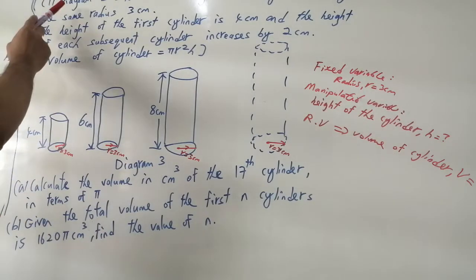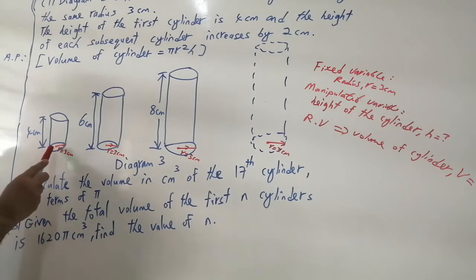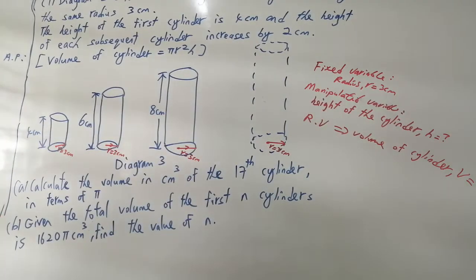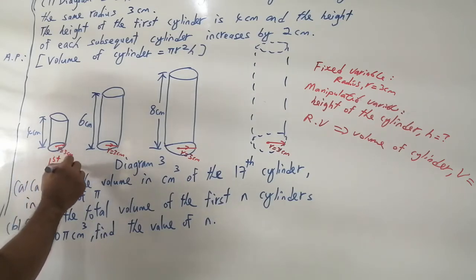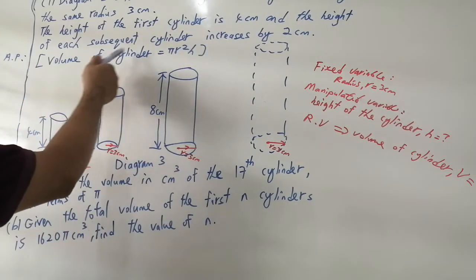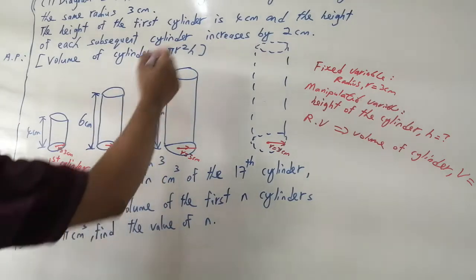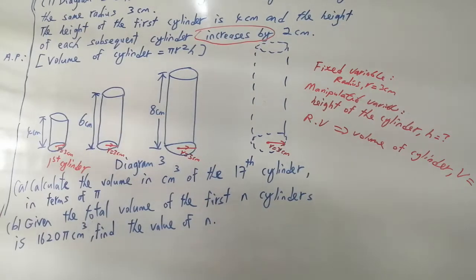So repeat again. Diagram 3 shows the arrangement of cylinders having the same radius 3 cm. So your radius is the fixed variable. The height of the first cylinder is 4 cm, and the height of each subsequent cylinder increases by 2 cm. Can you see? Increase by definitely is your AP.